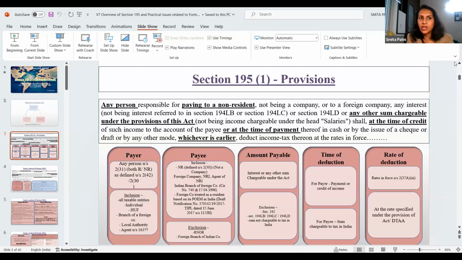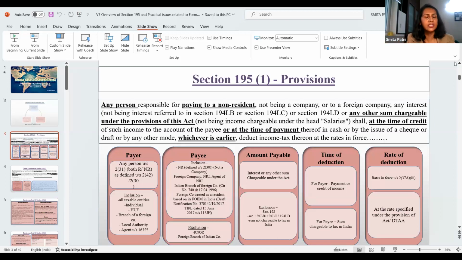Now, to a non-resident. Non-resident has two categories: not being a company, or a foreign company. Foreign company means a foreign company, and not being a company means an individual or any other entity. Foreign company is already defined in section 2(23A) or 2(23B). Non-resident is defined under 2(30). Resident is defined under section 2(42), which says that resident means any person within the meaning of section 6. Section 6 determines the residential status. Non-resident is defined under section 2(30), which says that any person who is not a resident. For the purpose of non-resident, they have specifically excluded RNOR in the definition under 2(30) only.